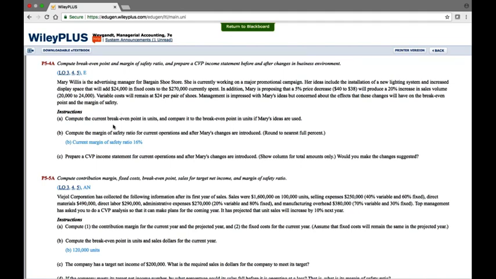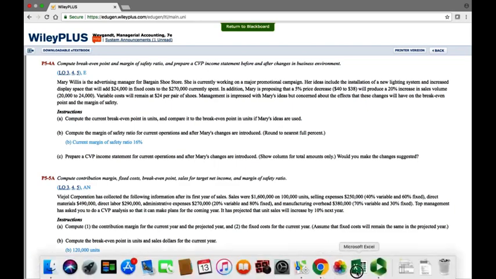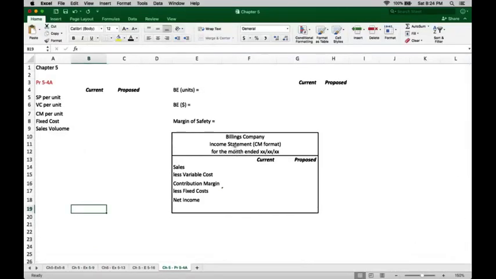They've asked us to compute the break-even point in units and compare it to the break-even point if Mary's ideas are used. They've asked us to compute the margin of safety for the current operations and after the changes are made, that is if we do it. And they've also told us to prepare a cost volume profit income statement for the current operations and if Mary's suggestions are incorporated. And finally, they're asking us for our opinion, should they do it or not. So let's take a look at my Excel spreadsheet and see how we would set it up.